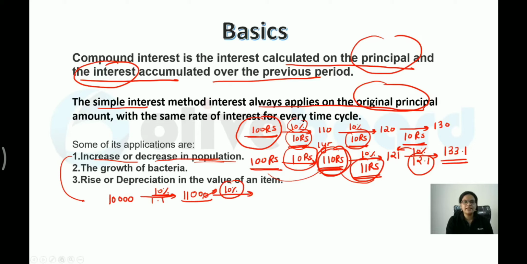So likewise, the same concept of compound interest is used in population. So you may get a question based on this. You should realize that we have to use the concept of compound interest itself. Okay friends, then we have growth of bacteria.